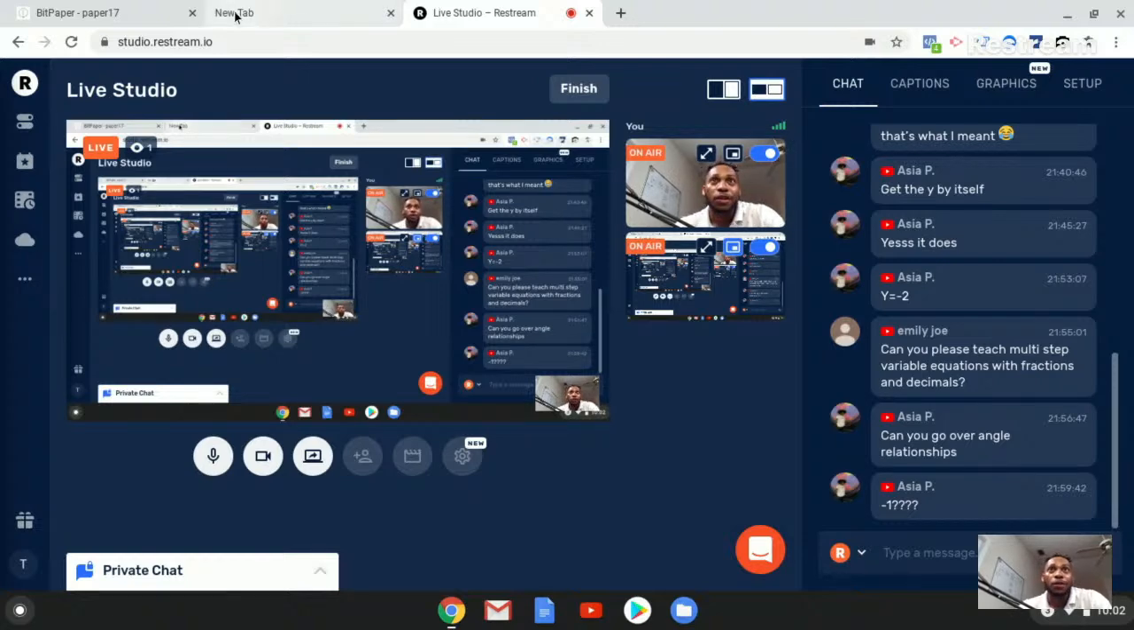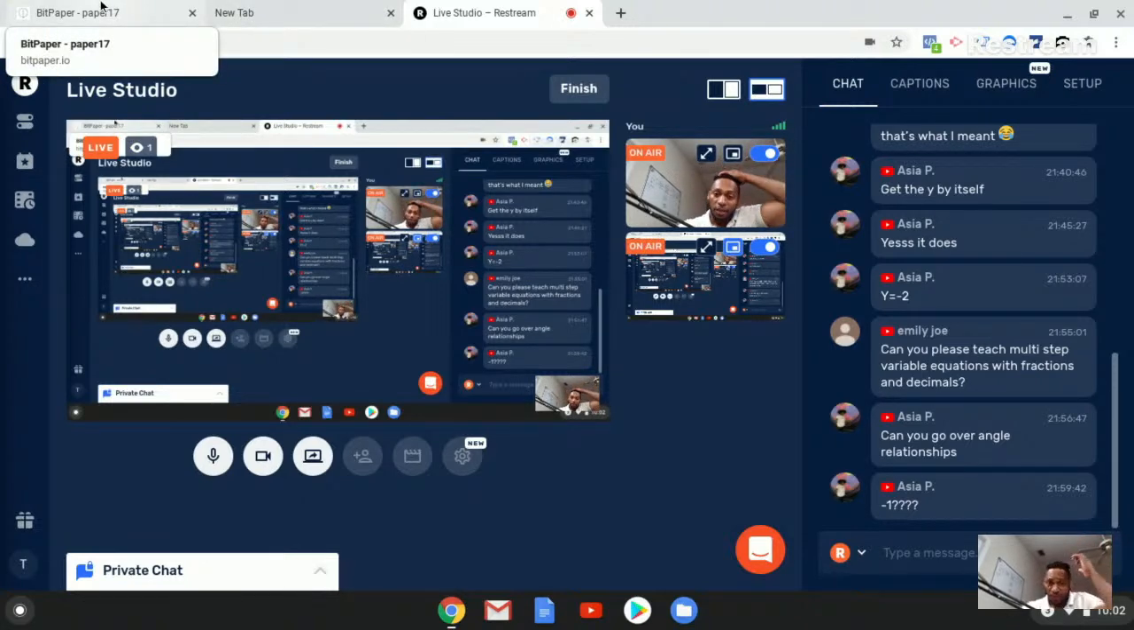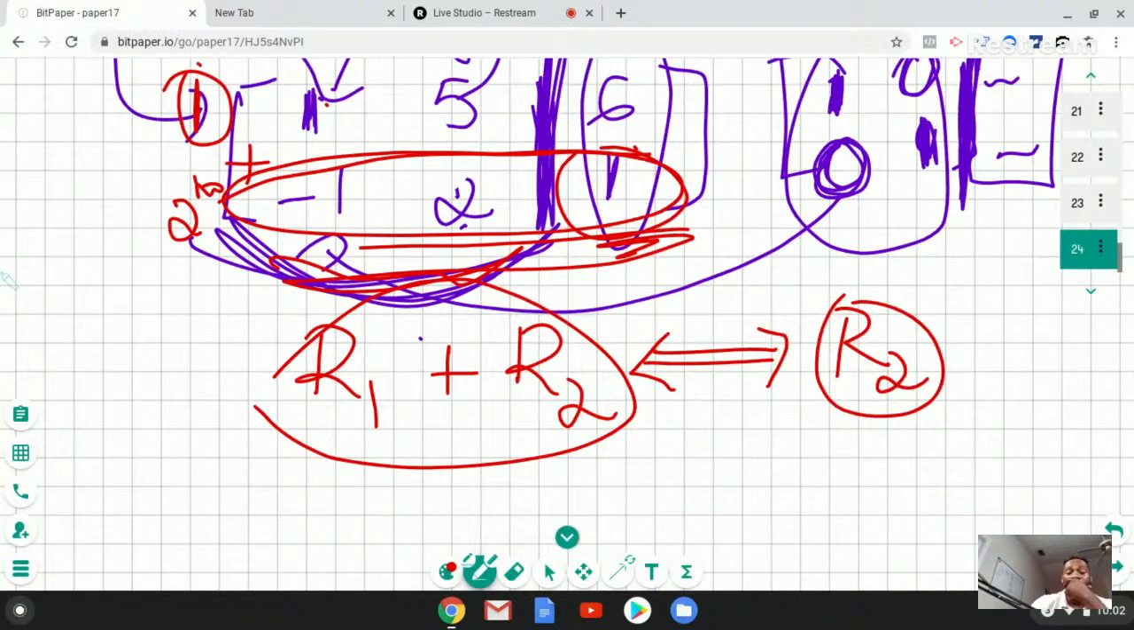Okay, so no questions. Let's continue. So what we're going to do here is saying, okay, I have row 1 plus row 2, and I'm going to swap that and replace it by row 2.